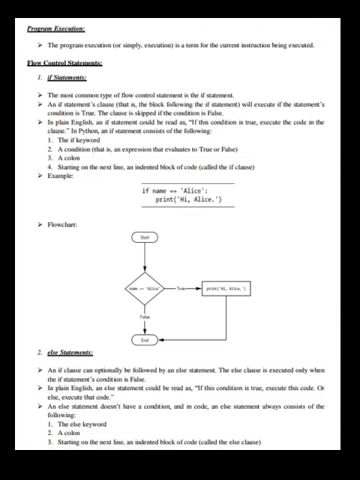Program execution. The program execution, or simply execution, is a term for the current instruction being executed. Flow control statements. If statements. The most common type of flow control statement is the if statement. An if statement's clause, that is, the block following the if statement, will execute if the statement's condition is true. The clause is skipped if the condition is false. In plain English, an if statement can be read as, if this condition is true, execute the code in the clause.